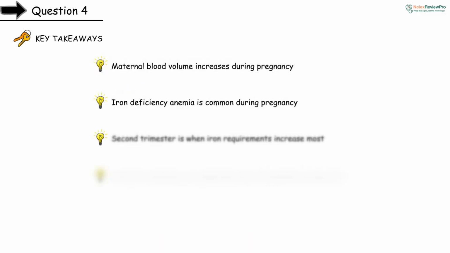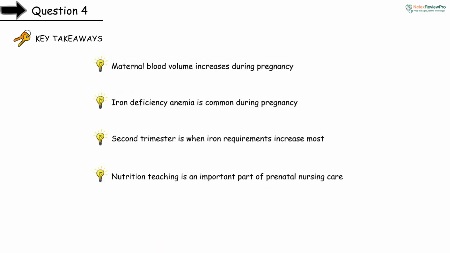So the key takeaway here is this. Maternal blood volume increases during pregnancy, which increases the risk of iron deficiency anemia, and this is why iron requirements rise most during the second trimester, making nutrition teaching, especially iron intake, a priority at this stage of prenatal care. On the NCLEX, when you see a question asking for priority teaching, always think about what is happening physiologically at that exact stage of pregnancy.